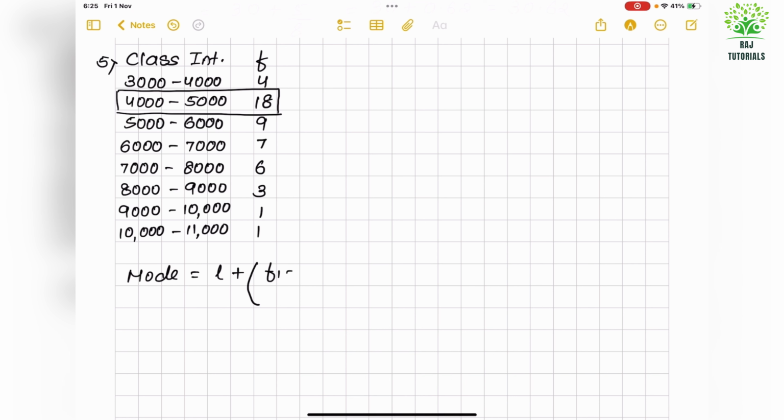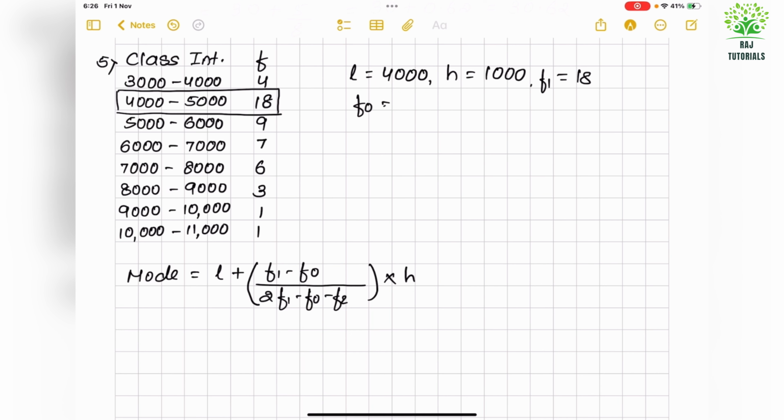L plus (F1 minus F0) upon (2F1 minus F0 minus F2) into H. So first I have written the formula. Now L will be 4000, H will be 1000, the difference between the class intervals. F1 is 18, F0 will be 4 and F2 will be 9. So putting the values: 4000 plus (18 minus 4) upon (2 into 18 minus 4 minus 9) into 1000.